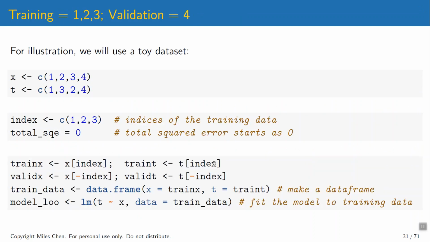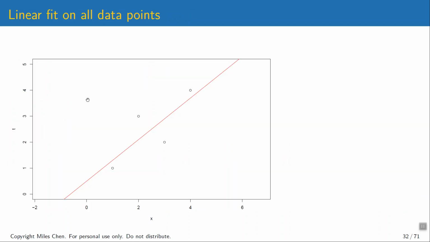To demonstrate this, I'm going to use a very small toy data set with 4 observations. X is 1, 2, 3, 4, and our predicted values are 1, 3, 2, 4. So this is what it looks like. And if you fit a linear model on all 4 points, it would look like this.